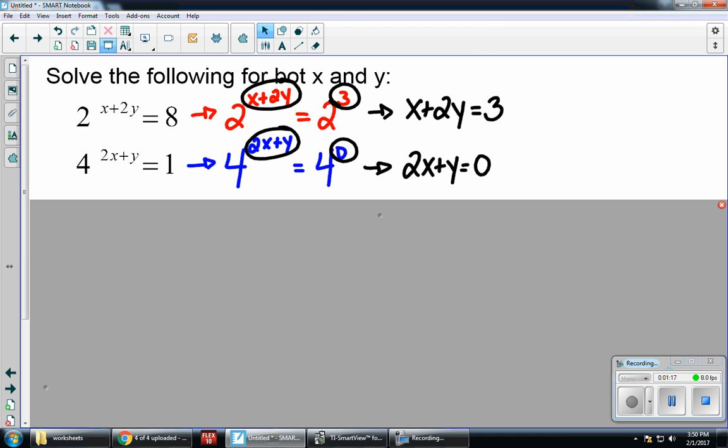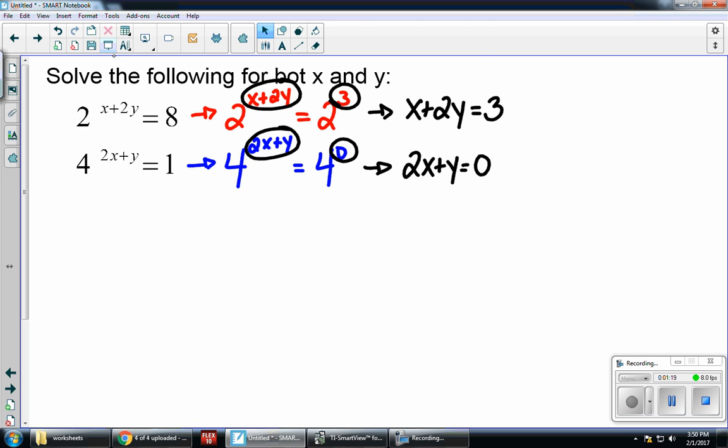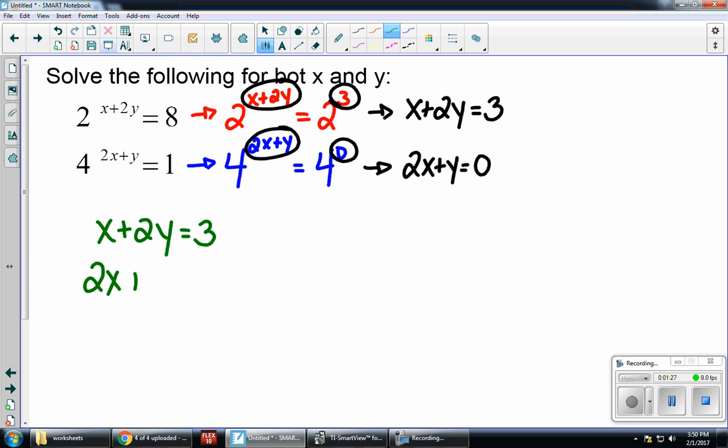And now I have a system of equations that I'm going to solve. So my first equation is x plus 2y equals 3. And my second equation is 2x plus y equals 0. Remember, there are two methods for solving a system of equations. You can use elimination or you can use substitution. For this one, I'm going to use elimination.